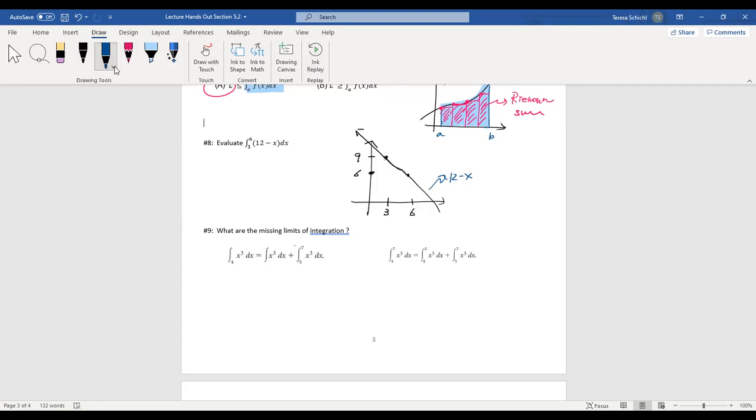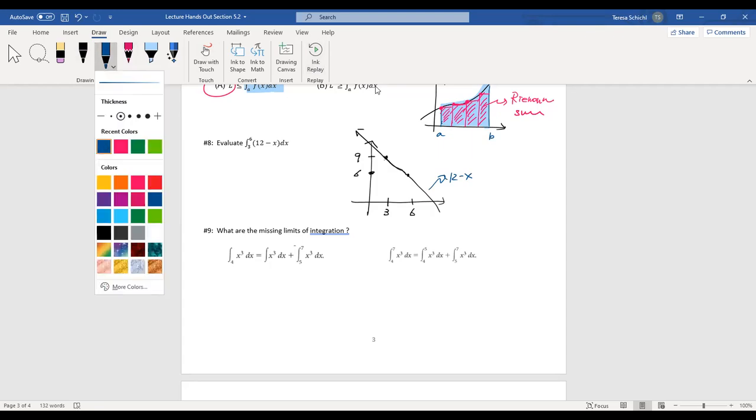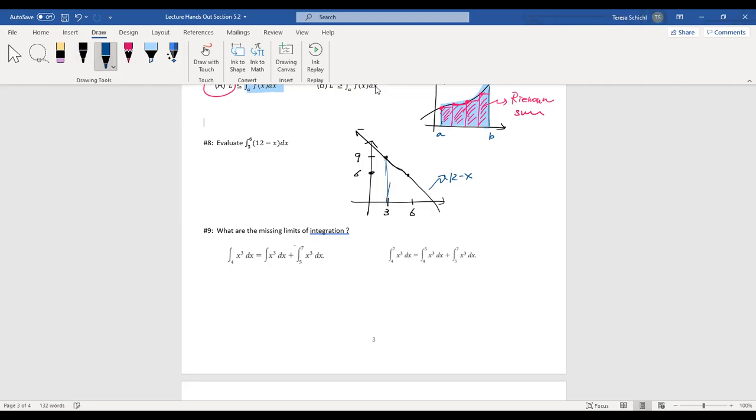Now I'm looking for the area between 3 and 6. Basically, I'm trying to find the exact area here. Because this is a line, I can use the area of a trapezoid, right? So I know this area here will be a trapezoid. What is the area of a trapezoid? It is half of the sum of the two bases times the height, right?